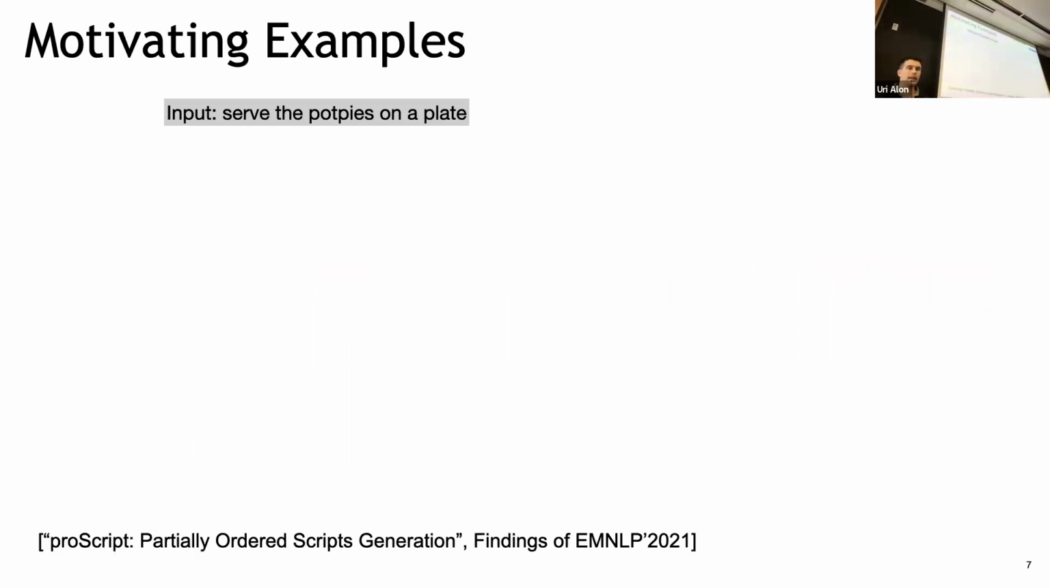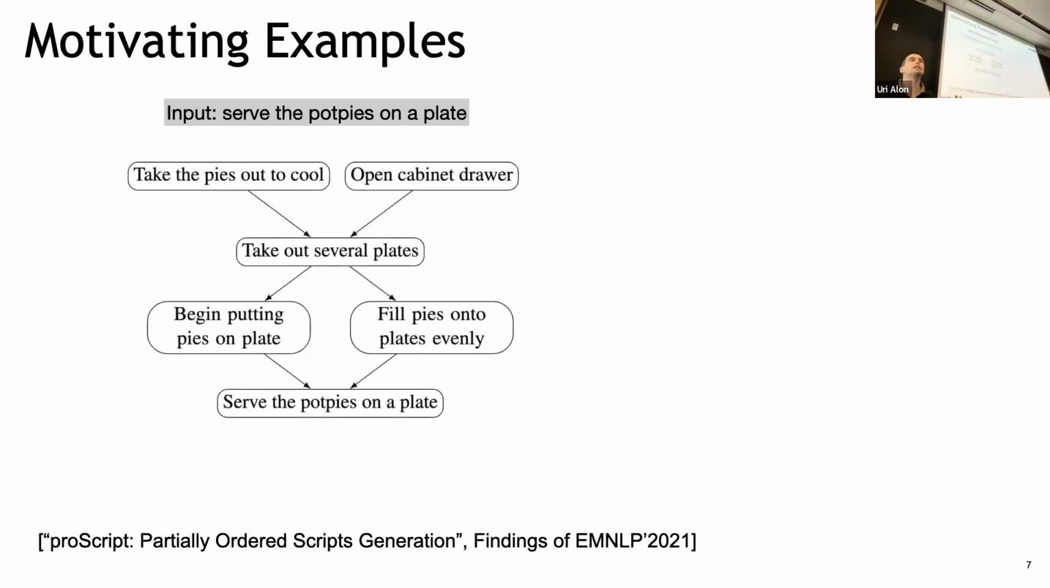So here's a motivating example. One such data set is the ProScript data set, where the input is a natural language goal, such as serve the pot pies on a plate. And the output that the model is expected to generate is a graph where every node is an intermediate step in the process of serving the pot pies on a plate. And the edges in the graph are the chronological dependency edges between different steps in the process. So given the high level input, the goal is to generate this graph.